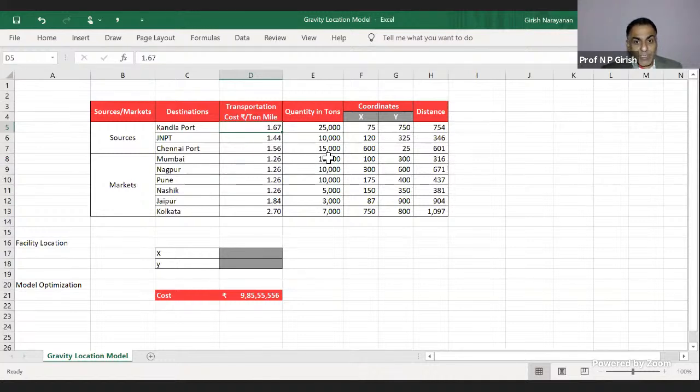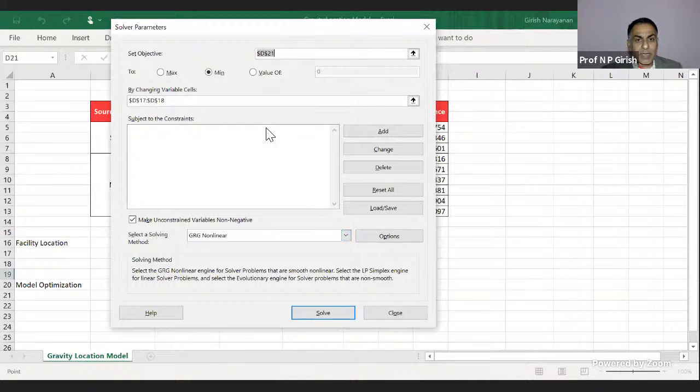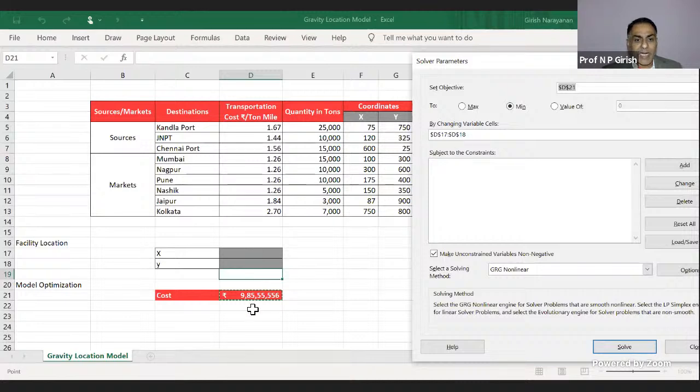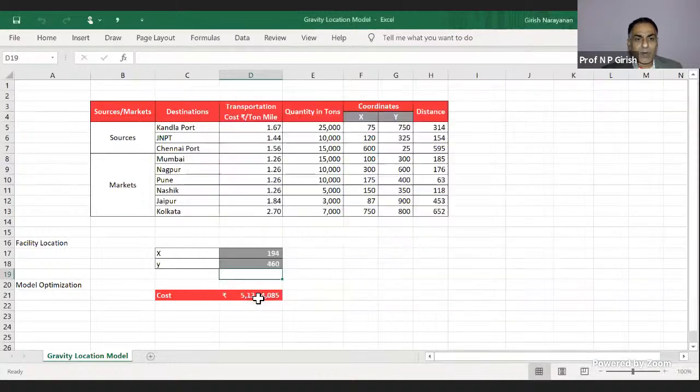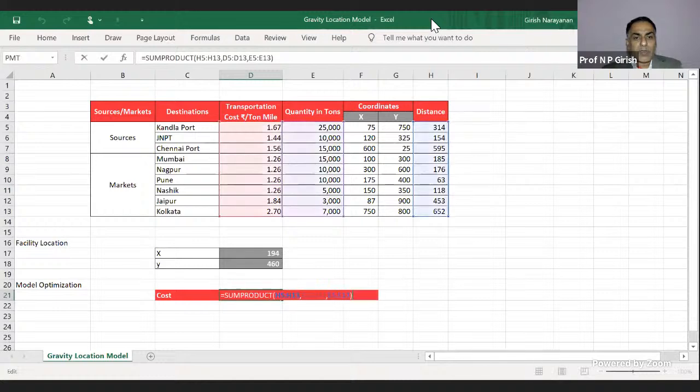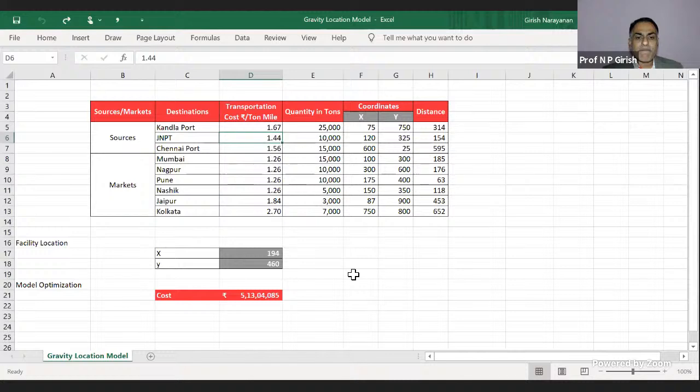Now, based on these demand centers, let's try to understand what is a potentially good location. How do you do that? Data, Solver. Then it is really talking about optimizing D21 by changing 17 and 18. Minimize the cost. Yeah, solve it. Say okay. Alrighty. So talking about the cost, ton, and the distance. Based on this location, the cost changes, you can change it. Then the amount will change. That's the only point.